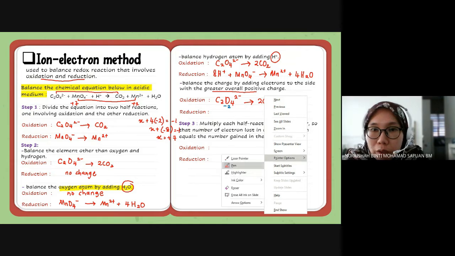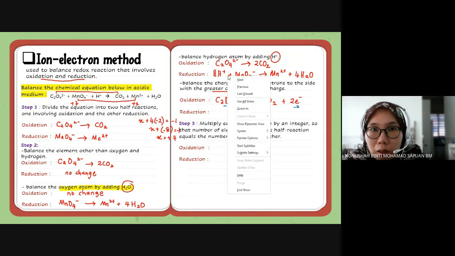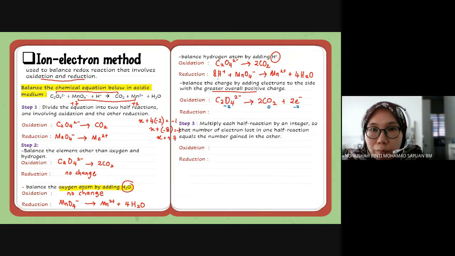So untuk reduction process, kita ada positive 8. Okay, positive 8. Okay, let's say I tulis kat situ supaya you all nampak. So positive 8 here, negative 1, and then positive 2, and this side 4 times 0. So you get 0 here. So 8 minus 1 equals to positive 7. So at the left side you ada charge positive 7. So at the right side you ada positive 2.